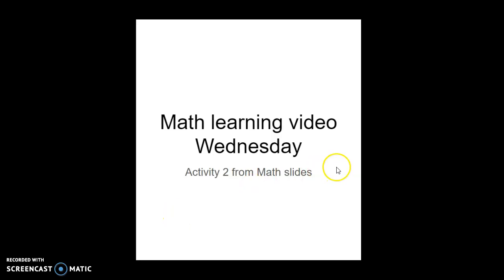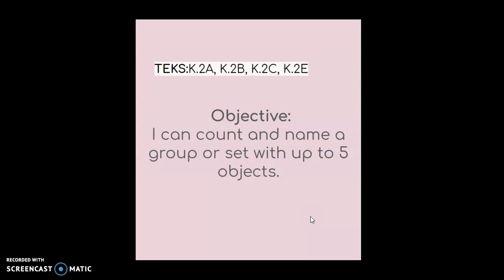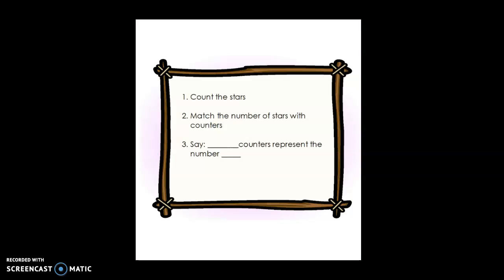These are going to be activity 2 from the math slides. Our objective today is I can count and name a group or set of objects with up to 5 objects. When you are writing your answers, you can use these sentence stems to help you. So this is going to be a practice.